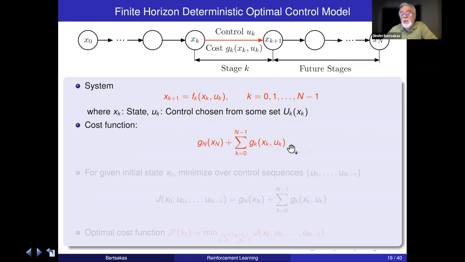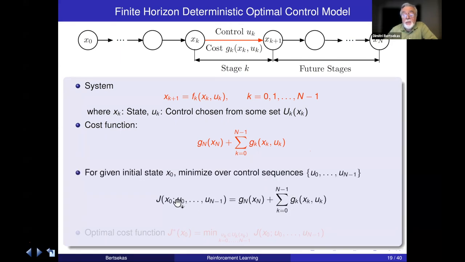And over the n stages, this cost accumulates. And for a given sequence of controls, it gives you a number. This number here is the cost of the sequence. It depends on the control sequence, depends on the initial state. And I should also note that there's a terminal cost associated with reaching terminal state xn. So there's stage cost and there's terminal cost. And so we have a cost function here. For a given initial state, there's a cost function involving the sequence of controls.